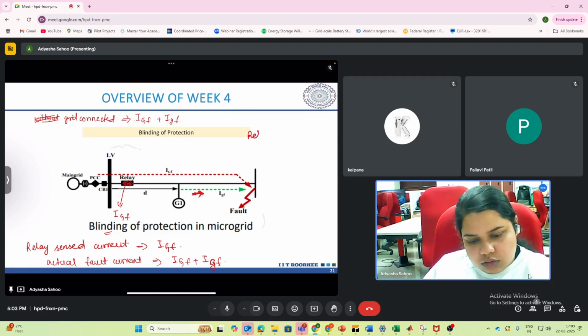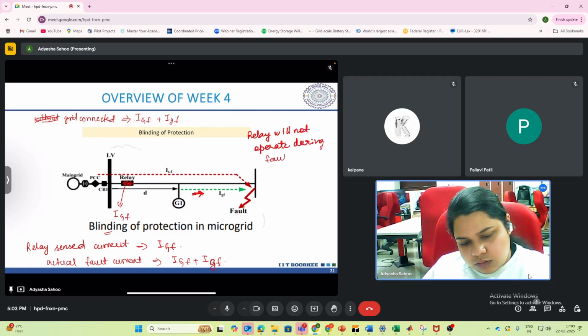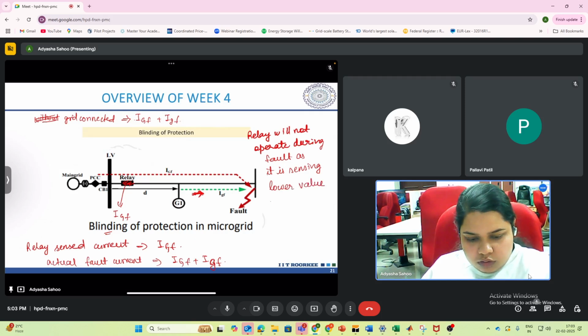So the relay will not operate during fault as it is sensing a lower value of current than the actual fault current.